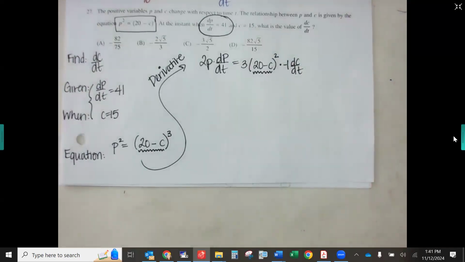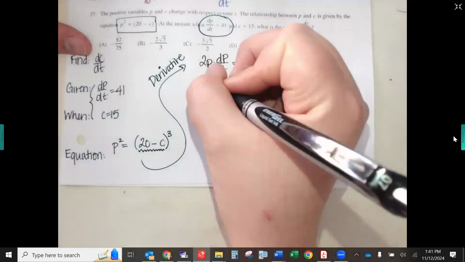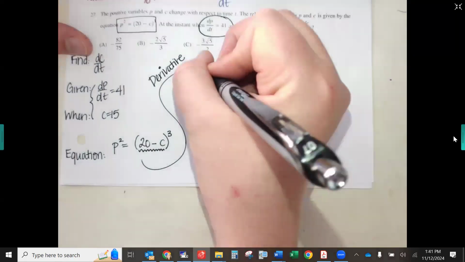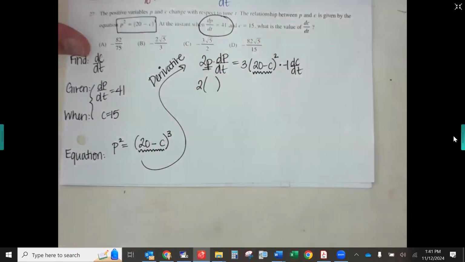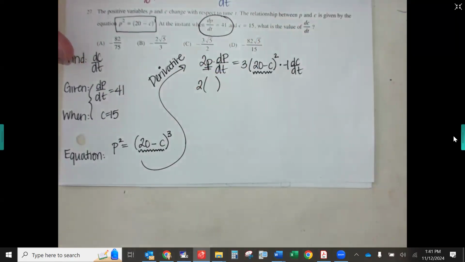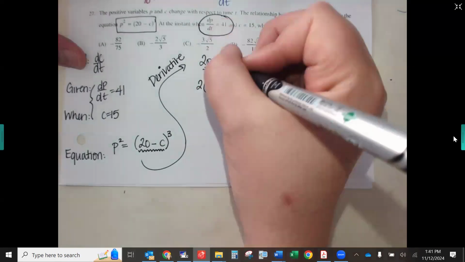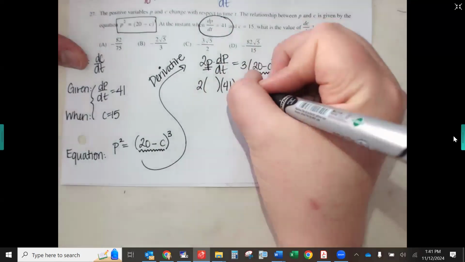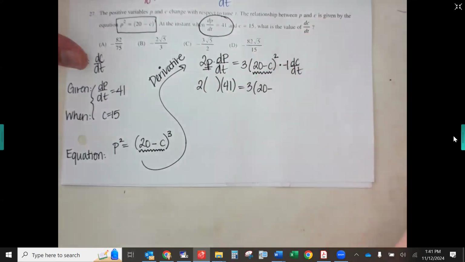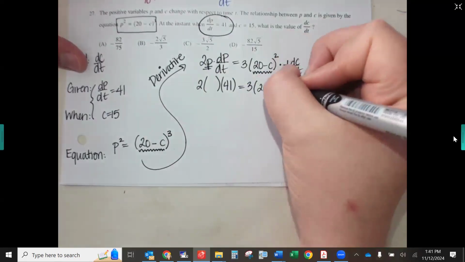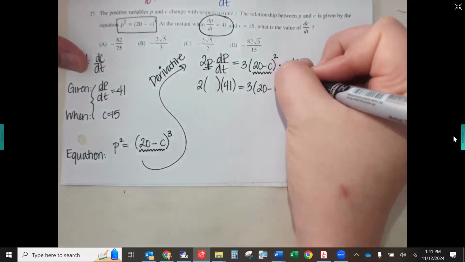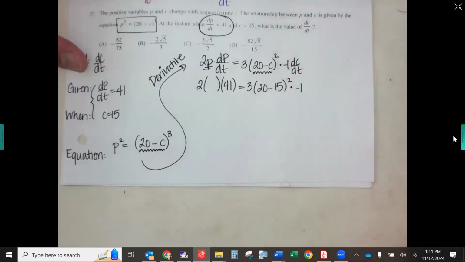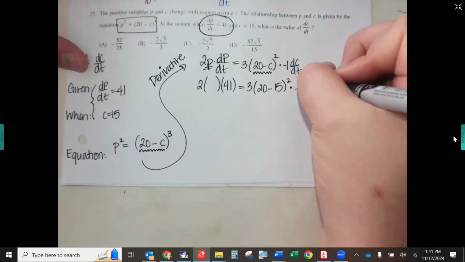Okay, from there, we're ready to plug stuff in. So I see I have a 2P. Now, was P given to me? Then I'm going to just leave that as an open parentheses for my P. But DPDT, I know, what was that? 41. Then I have 3 parentheses, 20 minus, what was my C value? 15 squared times negative 1. And then DCDT is what I'm trying to find.